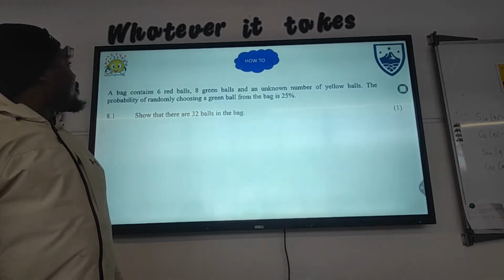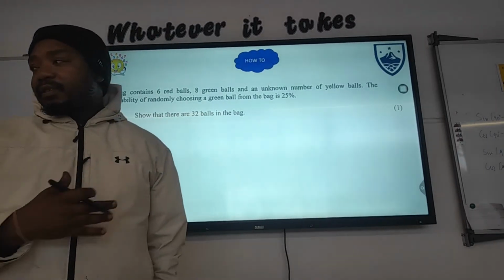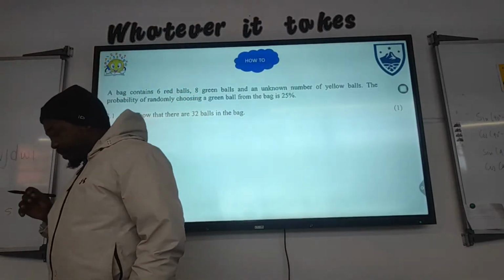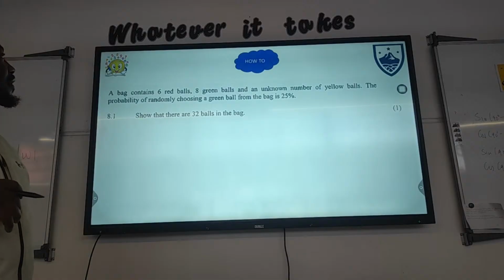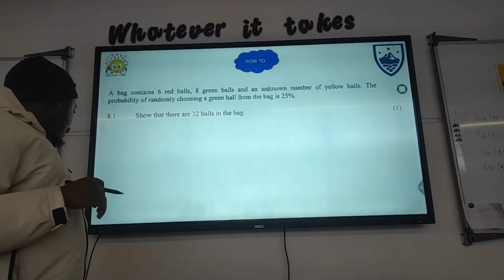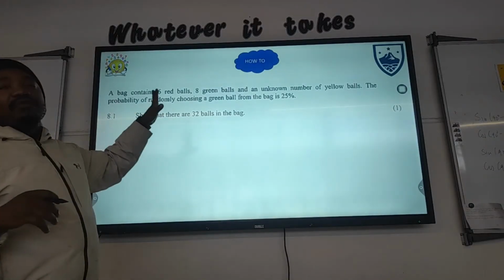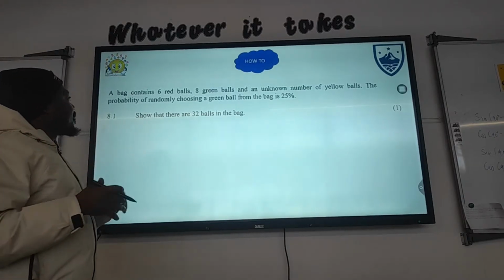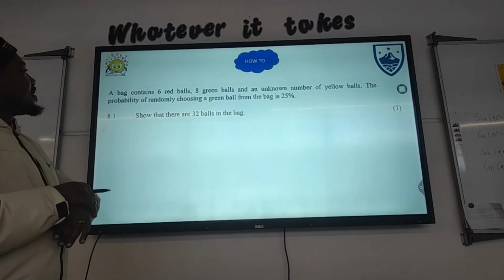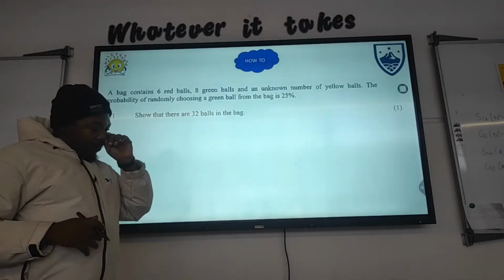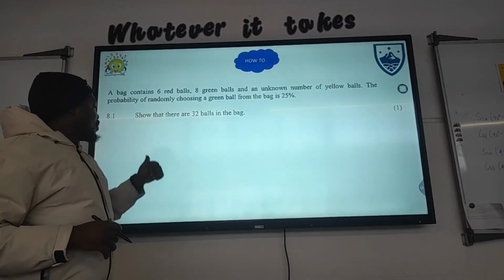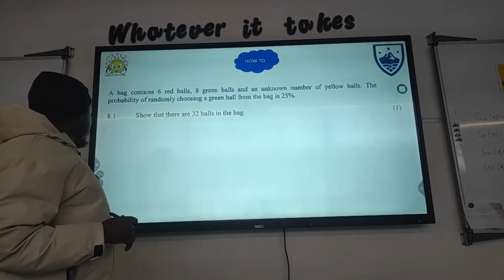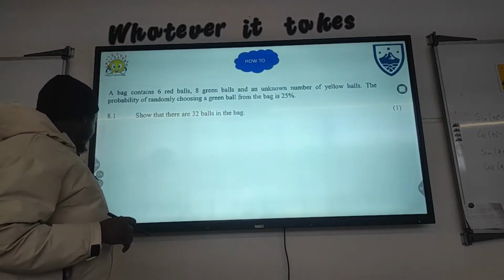All right, let's look at problems of this nature as we saw in grade 11, where you have to use the T diagram every time. Let's see. We have a bag containing 6 red balls. So we have a very big bag that has 6 red balls.